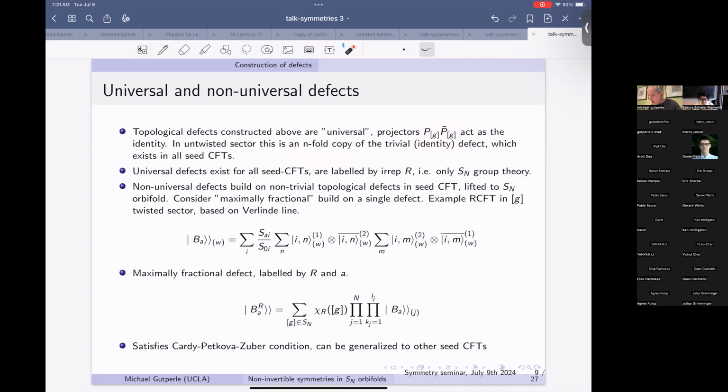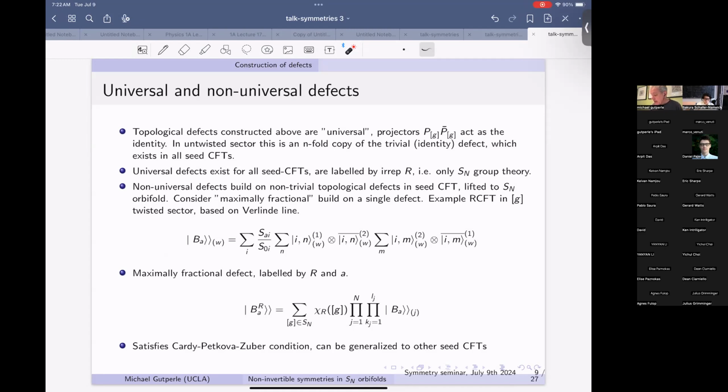Put another way, as I said, our defects are simply labeled by the irreducible representation, so they're completely blind to the details of the seed CFT which I use to construct the orbifold. Therefore, they only depend on the S_N group theory data and can be constructed for any seed theory. So there are obviously other possibilities, and these have been discussed in greater detail in a recent paper by Knighton and collaborators.